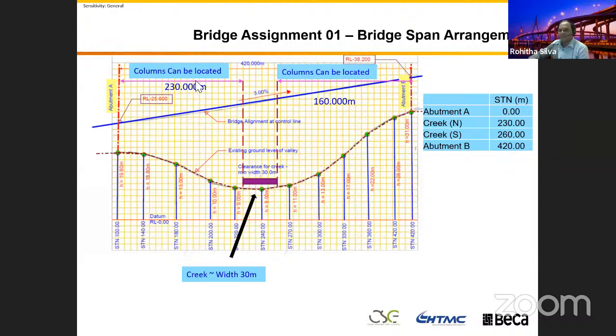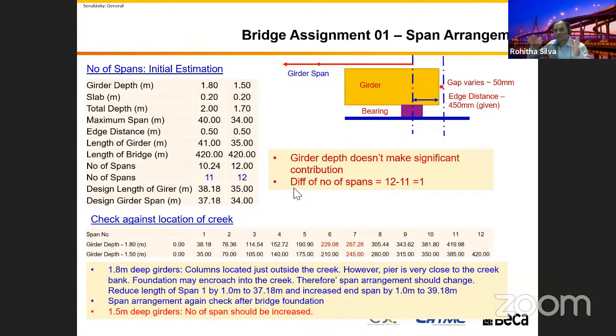From abutment A to the creek the distance is 230, and abutment B to the creek is 160. You can put columns anywhere in here, not in here. First, you don't want to worry too much about this creek. You would first assume there is no creek. I'm going to select this span arrangement as an initial estimate. There is nothing in there. I can put whatever I want between abutment A and abutment B. That's my assumption.